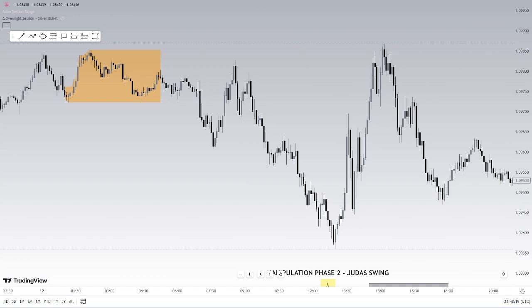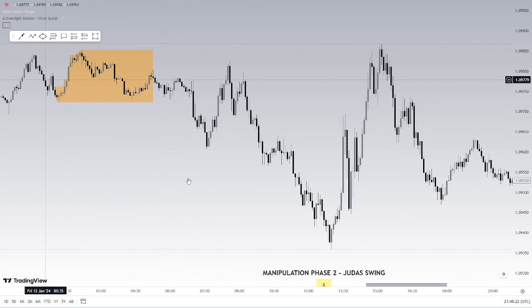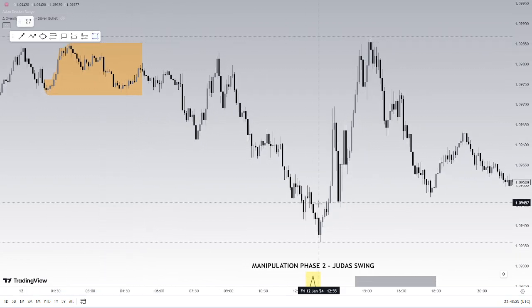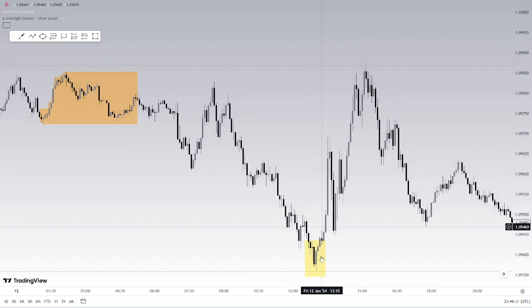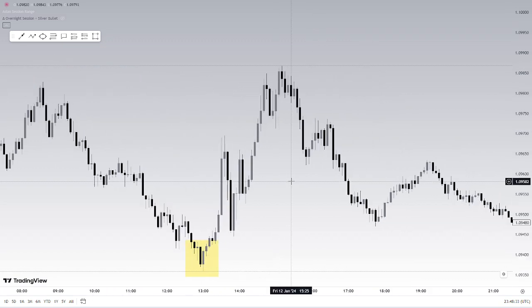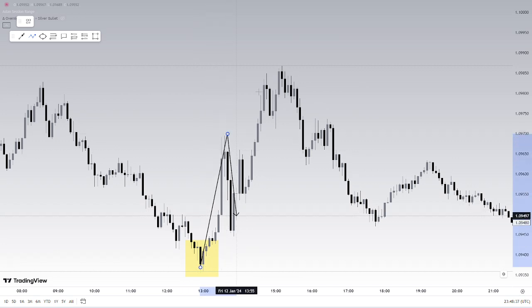So again, we had the Asian range to begin. Now we see an aggressive sharp move down. And this is going to be the manipulation phase one, just over here. So this is a manipulation phase one. Now we see manipulation phase two, right? Because we see price giving us a series of highs and lows, and highs and lows and highs.